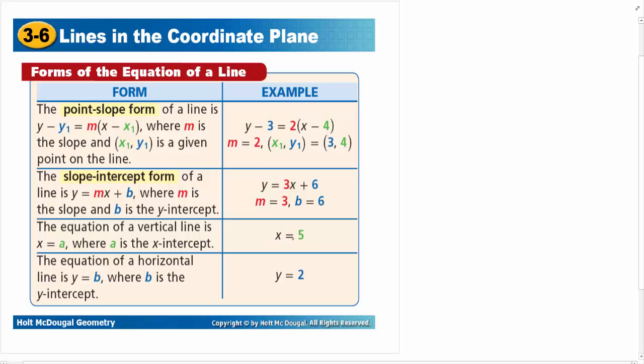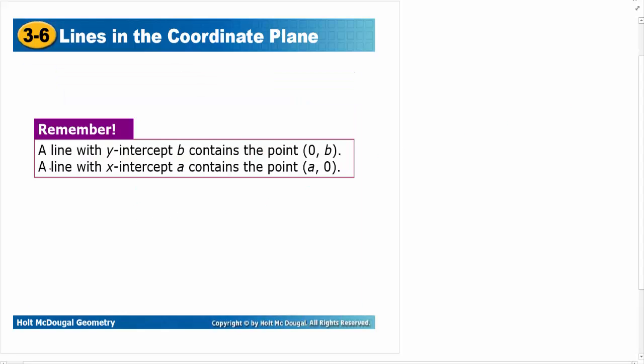Now I talked about this in the last lesson. Your vertical lines are x equals, your horizontal lines are y equals. If you want to go ahead and write those again, you can. Or if you didn't write them last time, shame on you, but go ahead and write them now. These are our special lines.